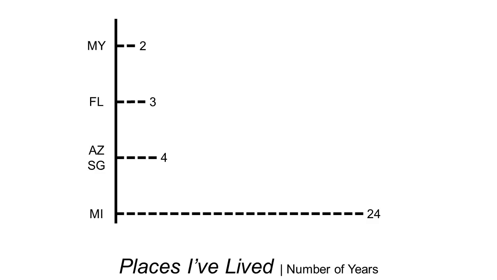Continuing with the places I've lived theme, here we see an organization by magnitude. Specifically, this graph portrays how many years I've lived in each location, sorted from least to greatest. I might use this format if I was relating how long I lived in a location to how profound an impact it had on my life.